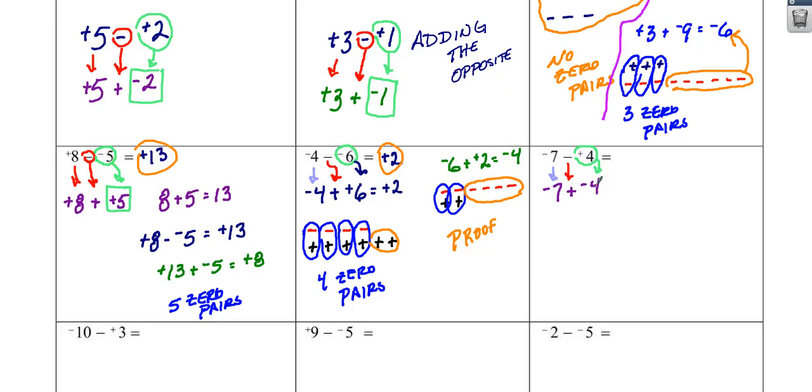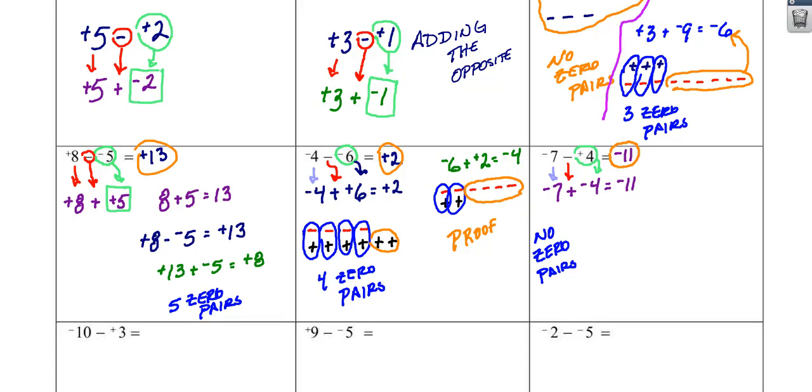7 negatives plus 4 negatives. Oh, you got this down. They're all negatives. If I drew 7 negatives here and drew 4 more negatives, there would be no 0 pairs. They're all negatives, which means there are no 0 pairs in this problem. And it means the answer is all of those negatives added together. We get -11. Let's put it right there. -11. That's what I'm saying my answer is.